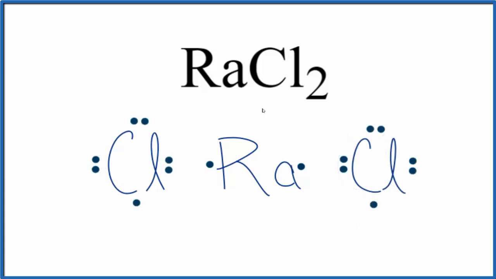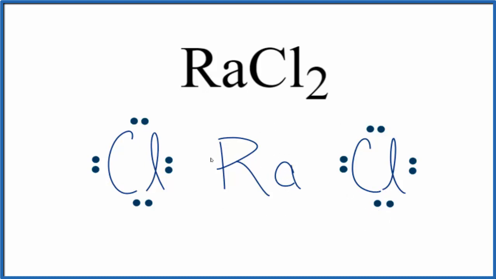Because RaCl2 is an ionic compound, the metal will transfer its valence electrons to the nonmetals. So the radium will lose this electron to the more electronegative chlorine atom right there. That gives the chlorine an octet, very stable, and then this one can go over to this chlorine. That gives this chlorine here an octet as well. So you see why we need 2 chlorine atoms for the 1 radium atom.